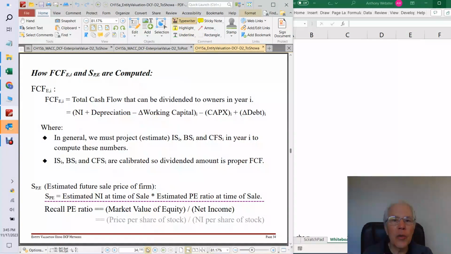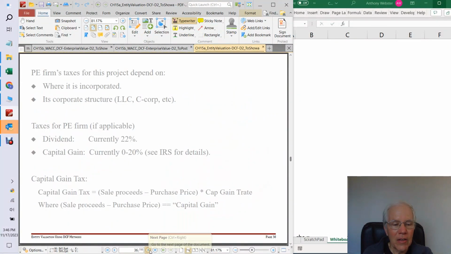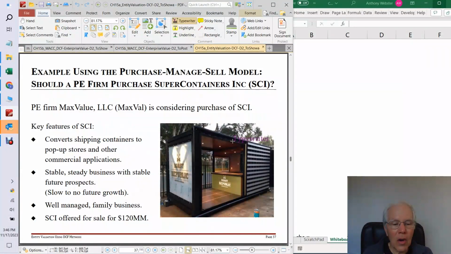So we looked at how to compute the free cash flows from operations, and we went through a bunch of stuff. But at the end of the day, the cash flow from operations is going to simplify to net income. And we're going to be dealing with steady state companies. Even though we're not going to be owning them forever, we're still going to be considering steady state companies. So the free cash flow to owners for as long as we own the firm is going to work out to be net income. And the sale price typically comes from some estimated net income at the time of the sale times some estimated PE ratio at the time of the sale. We talked a little bit about taxes, but what I really want to jump into here is our example.